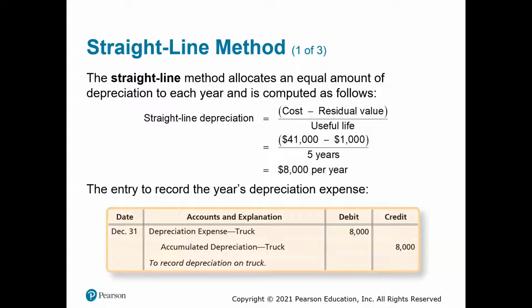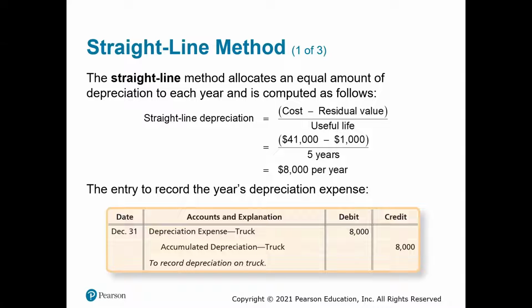Under the straight line method, residual value is deducted from the cost, and then it is divided by the estimated useful life of the asset. The straight line method is a depreciation method that allocates an equal amount of depreciation each period.